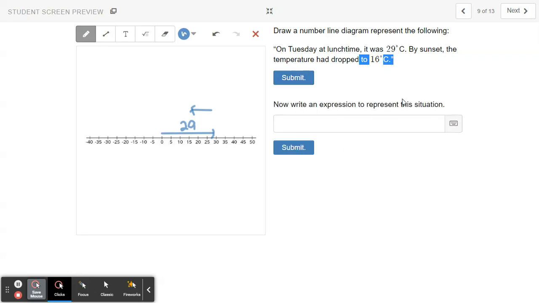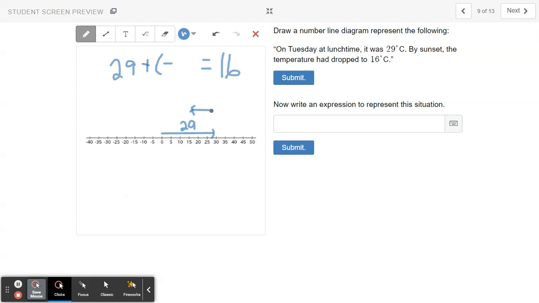Now, write an expression to represent the situation. Okay, this gets a little tricky because I know it's 29, right? And I also know that we added a negative number because we went backwards, but we have to figure out how much did we have to go back to get to 16? Because we actually know the answer. So the answer is positive 16, right? But how do we get there? You have to figure out how big is that.